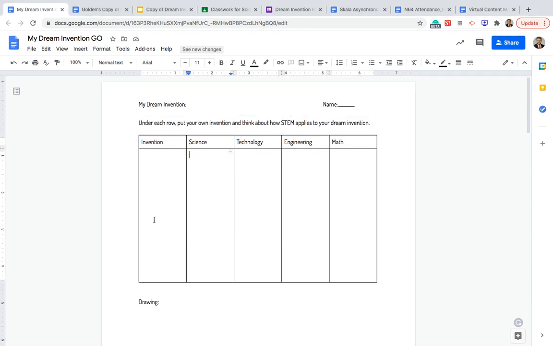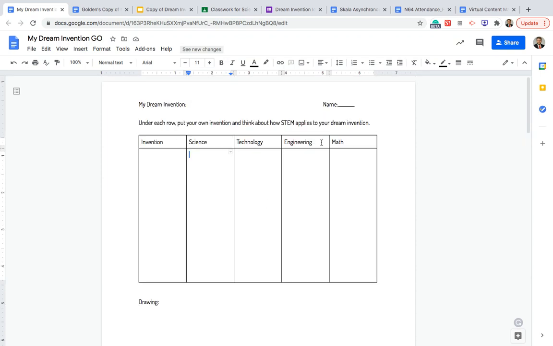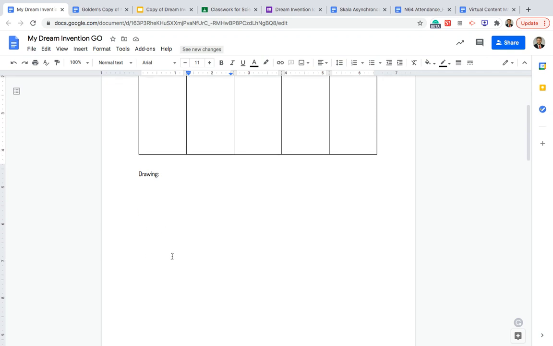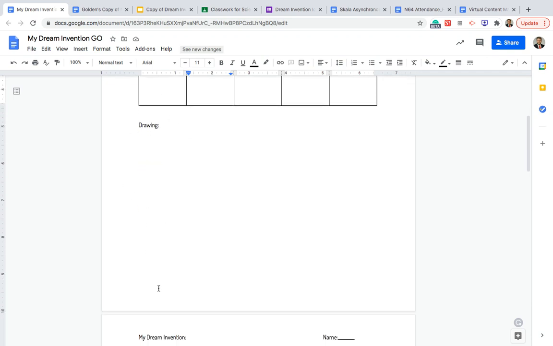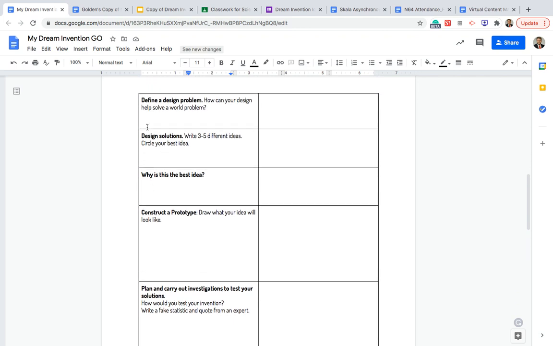So today, in our video lesson, we're going to go over what we did in the live session today. If we're looking at our dream graphic organizer, we should already have this whole first page completely filled out with how STEM is involved: science, technology, engineering, and math. We should have a drawing and our prototype done. So today we're going to be focusing on the second page, which involves defining the problem.